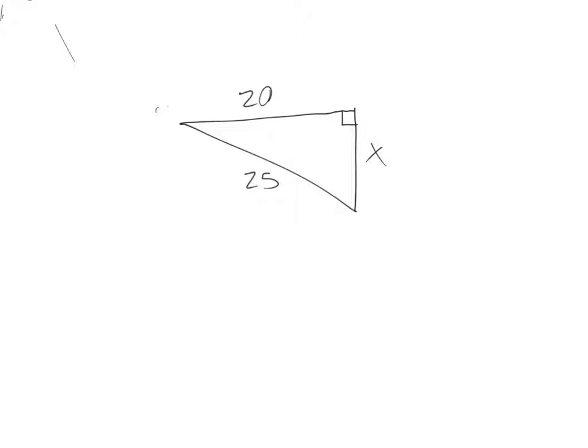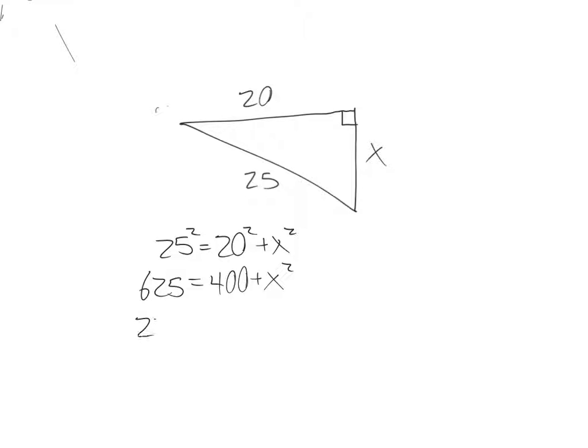So this one, what'd you guys use to solve it? Pythagorean theorem. Okay. So we've got 25 squared equals 20 squared plus x squared. That's 625 is 400 plus x squared. All right. So you subtract, get 225, and then square root.